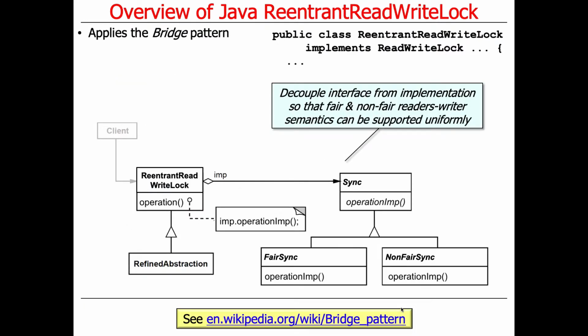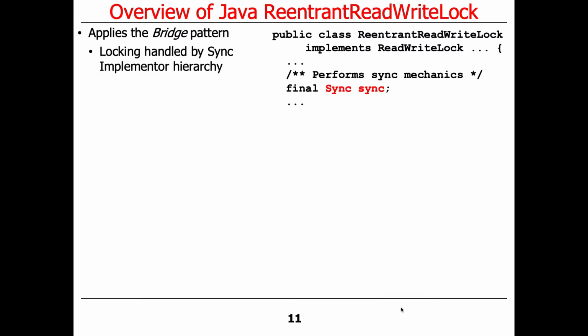Internally, the Java ReentrantReadWriteLock class applies the bridge pattern. And I'm sure you're familiar with the bridge pattern by now. It's basically used to decouple the interface from the implementation, such that in this case, fair and non-fair readers' writer semantics can be supported in a uniform manner. And this is very consistent with other uses of this we've seen.